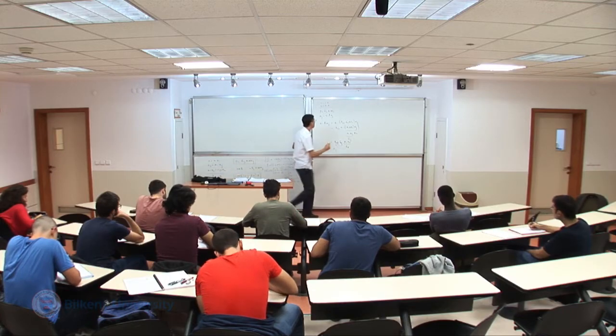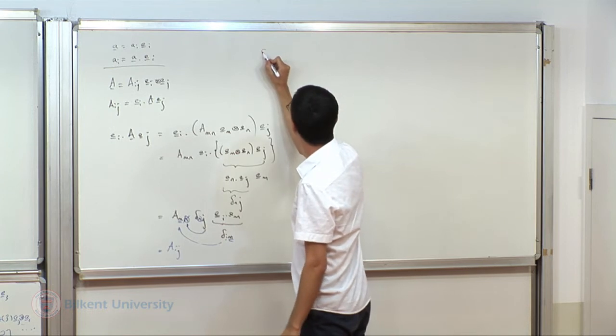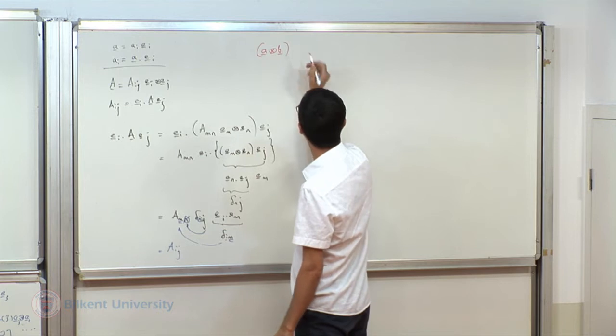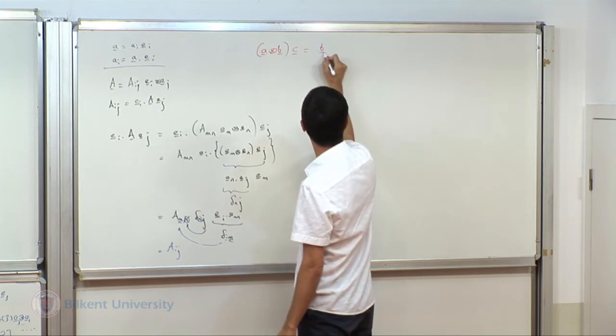And just for reference, I'm going to write down here for you to see the rule of how a second-order tensor operates on a vector.